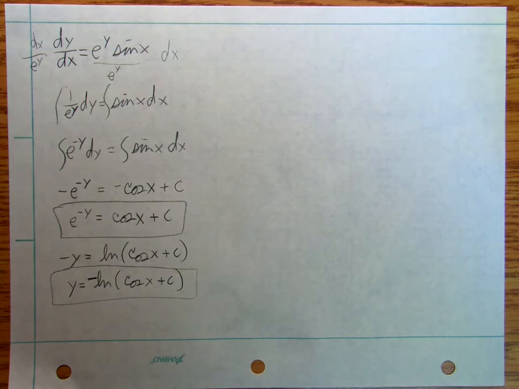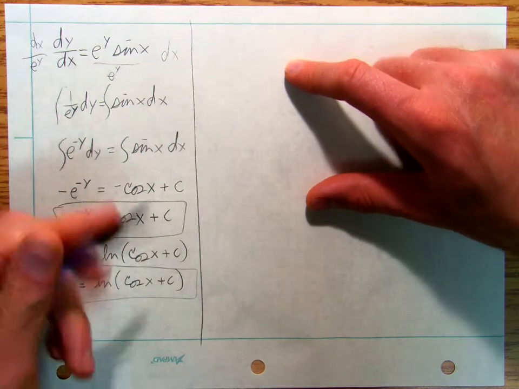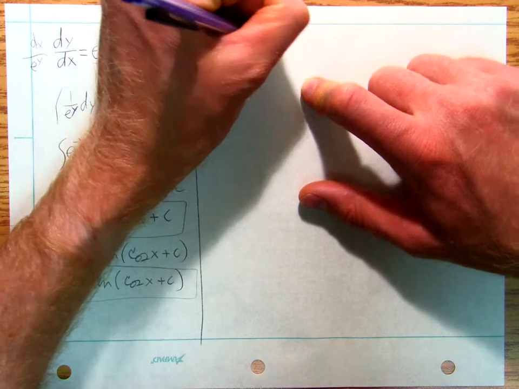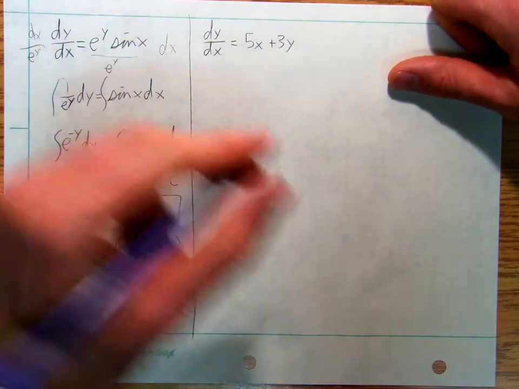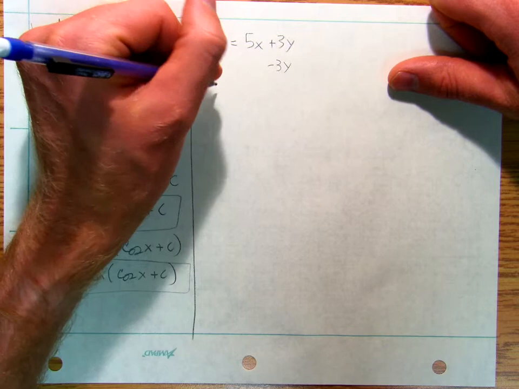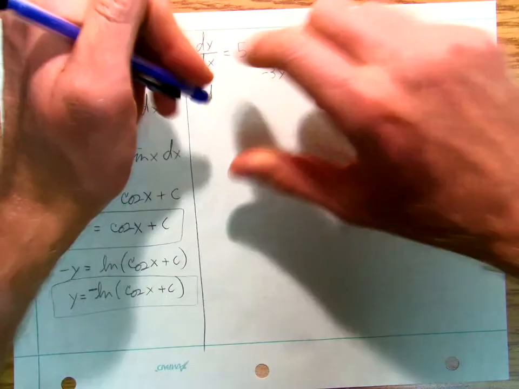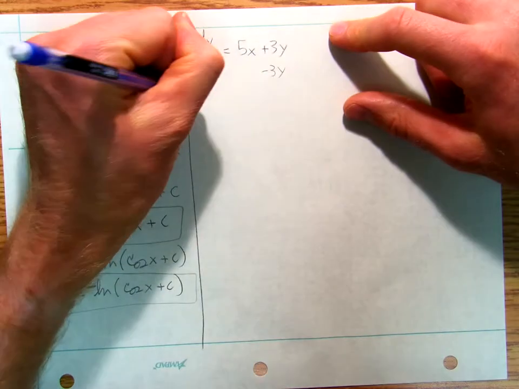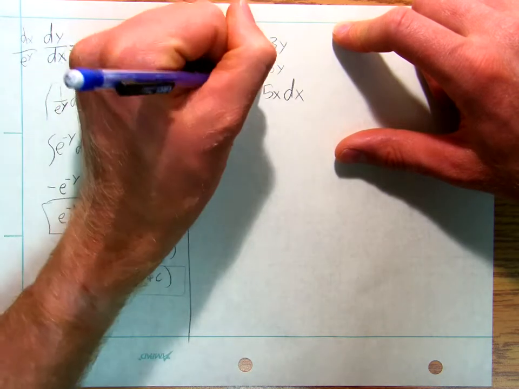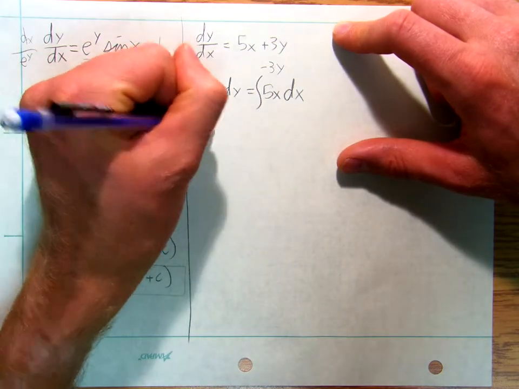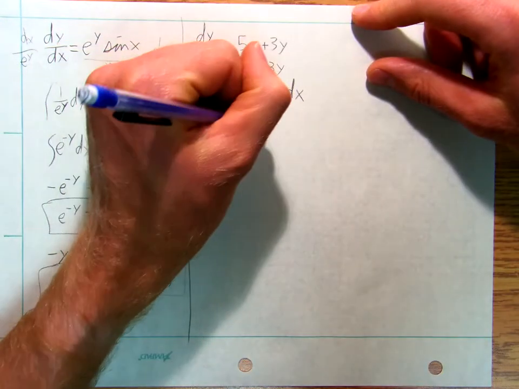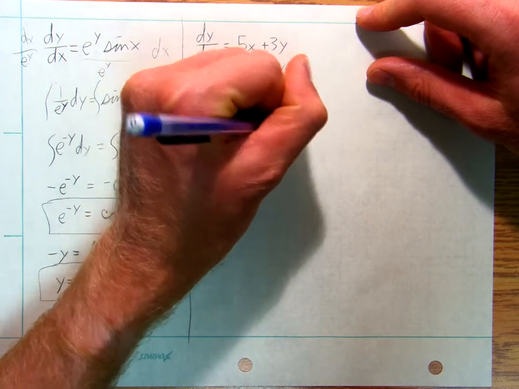Okay, then next one I want to do, dy/dx is equal to 5x plus 3y. And so then what I do is I subtract 3y from both sides. And so I get minus 3y dy is equal to 5x dx. And so then I integrate that. And so I get negative 3/2 y squared is equal to 5/2 x squared plus c.